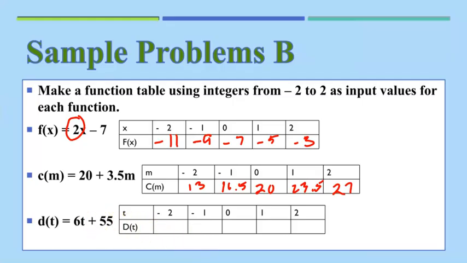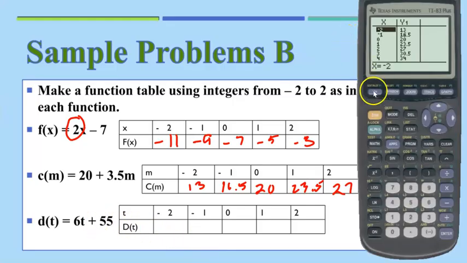And then if I were to do this next one, all I would have to do is just change the function. So this would be 6x plus 55. And let me delete this other part. And then if I hit second graph, I can now see my answers. So 40, 43, 49, 55, 61.